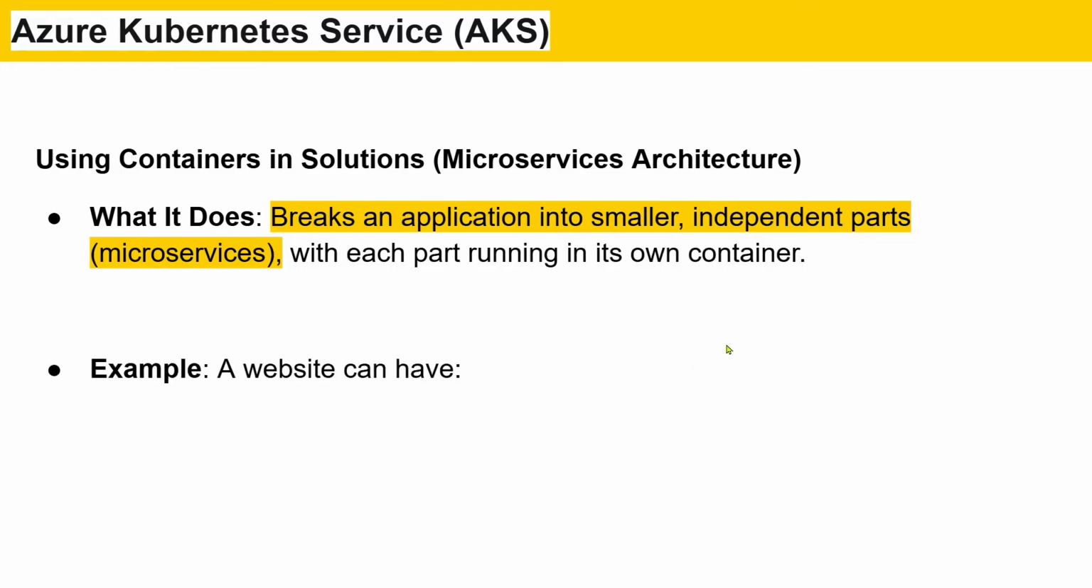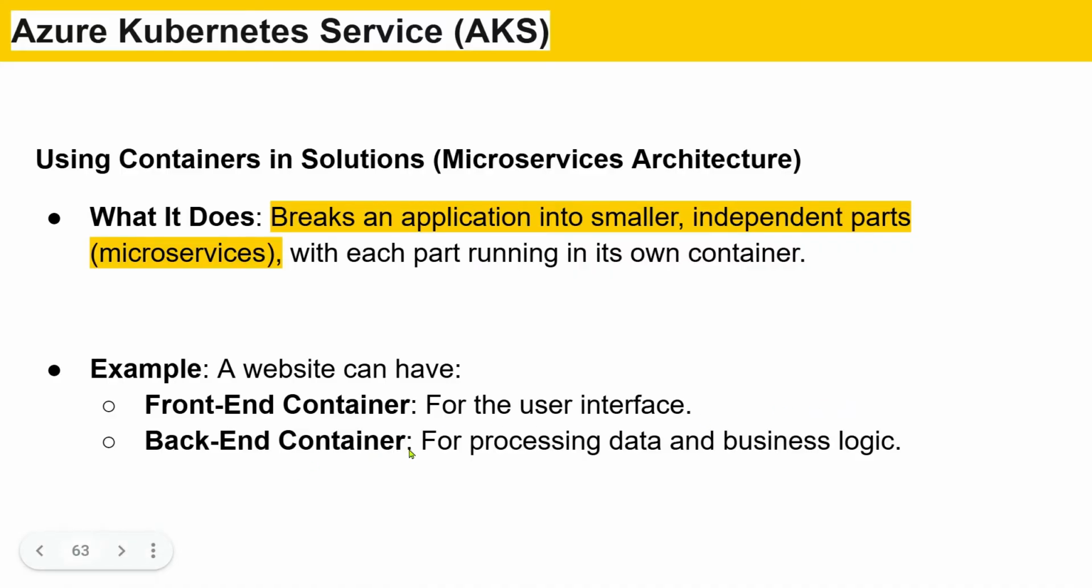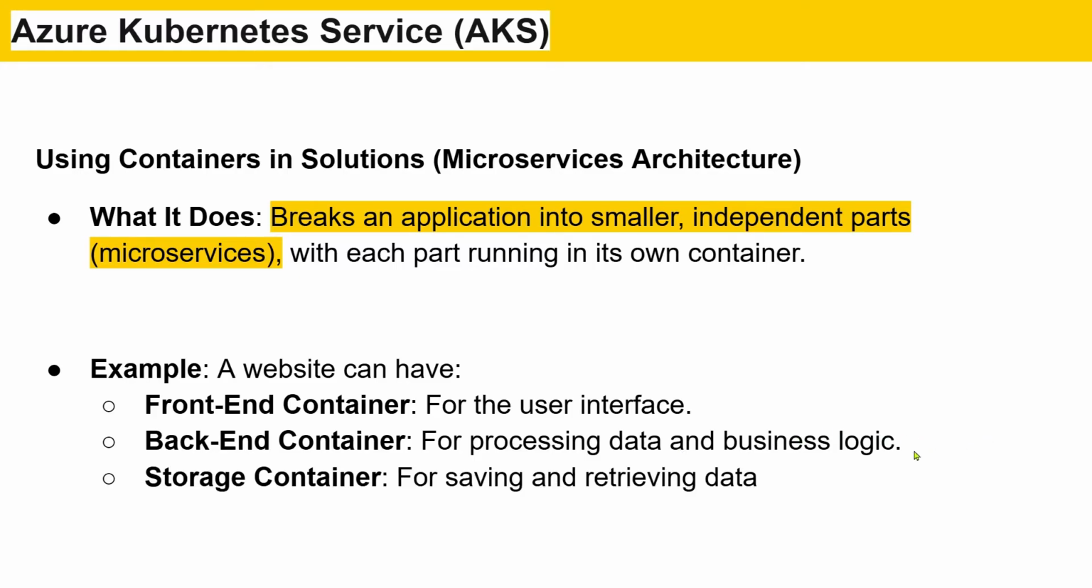Let's see it. Let's take an example of a website. We were talking about the food delivery website. There is a front end for the user interface, for the users to use it. There is a backend container for processing data and business logic. And then there is a storage container for saving and retrieving data. So there are three containers as a basic example. When I divide my application into three manageable parts, front end, back end, and storage, this is called a microservice. You are breaking an application into smaller independent parts.